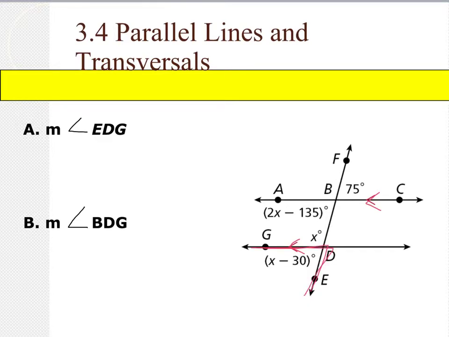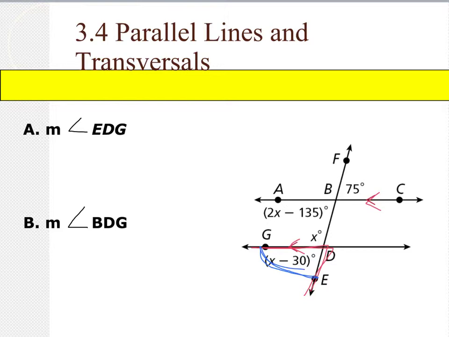It tells me that EDG is x minus 30. Okay? X minus 30. We know that this is x minus 30. Okay, so EDG is x minus 30. Now we're looking for the opposite, not opposite. We're looking for an angle that we know. There's two ways we can figure this out.